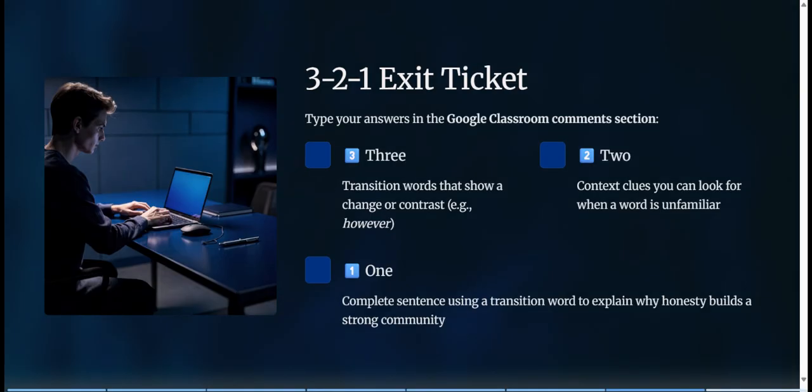Now you're ready for your exit ticket. Type your answers in the Google Classroom comments section. 3, transition words that show a change or contrast, for example, however. 2, context clues you can look for when a word is unfamiliar. And 1, complete sentence using a transition word to explain why honesty builds a strong community.